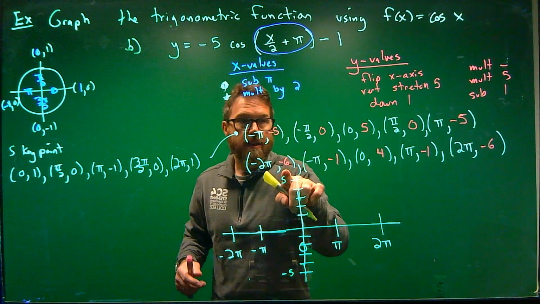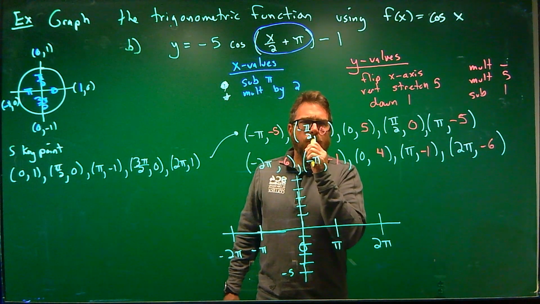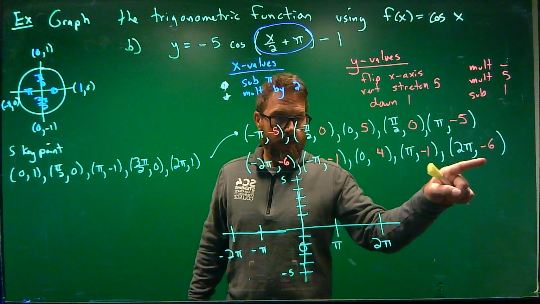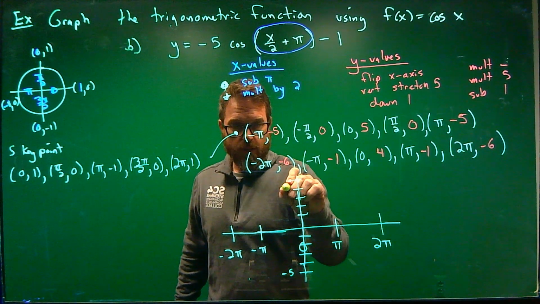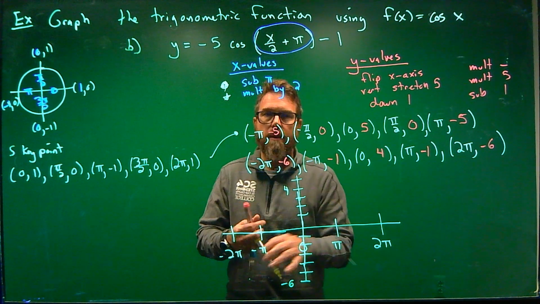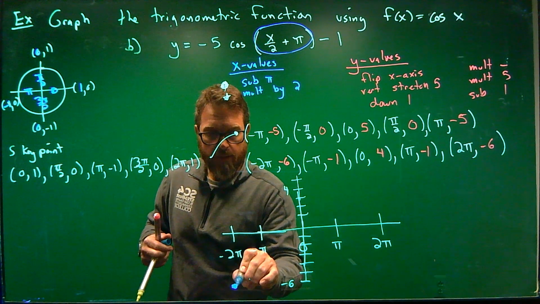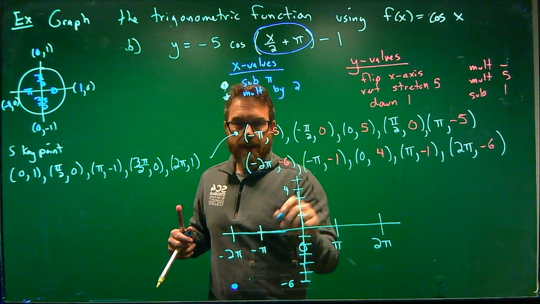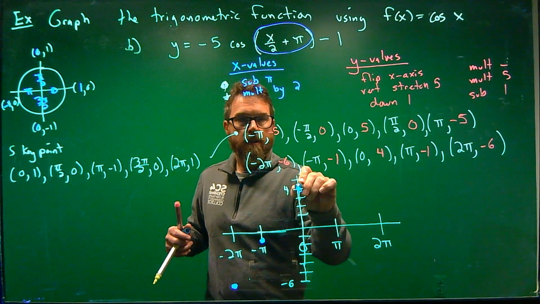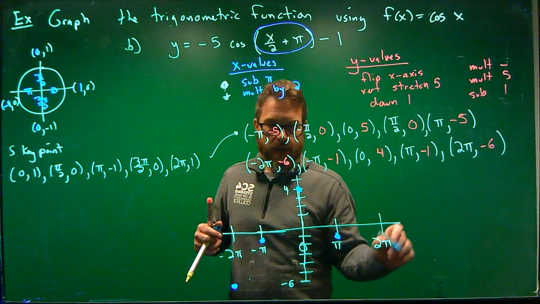Oh, my bad. -6. Make sure. Yep. -6 to 4. I don't actually need that. I need -6 to 4. So I really just need the 4, and I need -6. Okay, so first we have -2 pi, -6, which is going to be down here. And then we're going to have -pi, -1, which is going to be right here. 0, comma 4, pi, comma -1, 2 pi, comma -6.